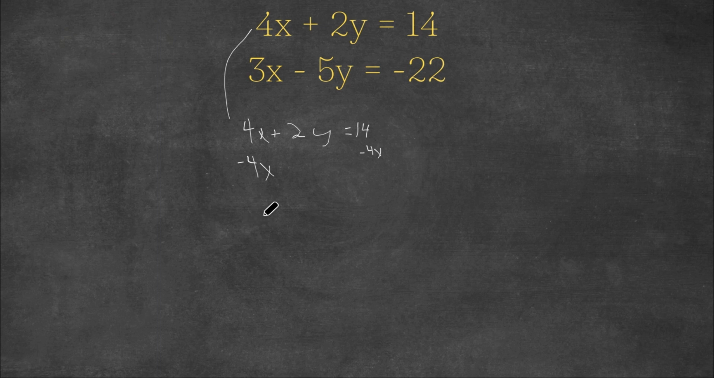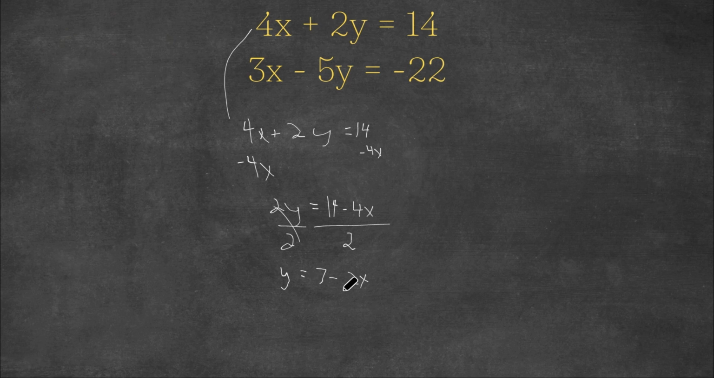And if we do that, we get 2y equals 14 minus 4x. And now to get rid of this 2 here, we're going to divide by 2 on both sides. So because these two cancel out, we're left with y equals 14 divided by 2 is 7, minus 4 divided by 2 is 2x. So we have y equals 7 minus 2x.